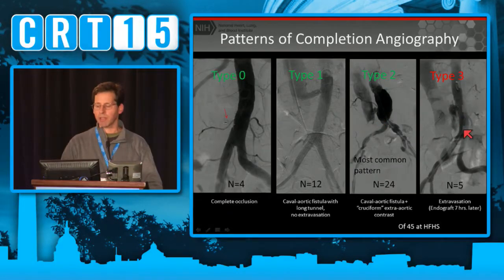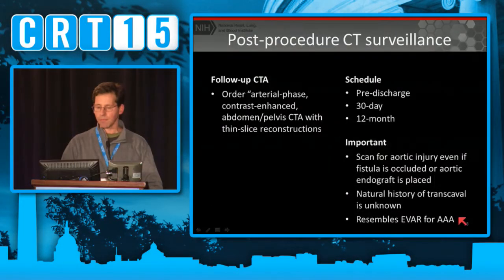But this pattern on the right is bad. This is frank extravasation, and you can't leave this. This patient will develop significant retroperitoneal hemorrhage and possibly hemodynamic instability. The first step is probably balloon tamponade, but I would have a very low threshold to put in a low-profile aortic endograft.